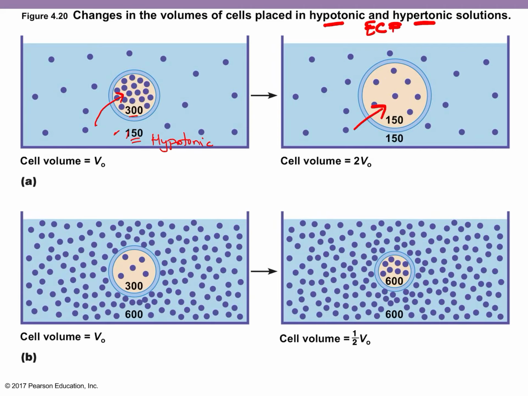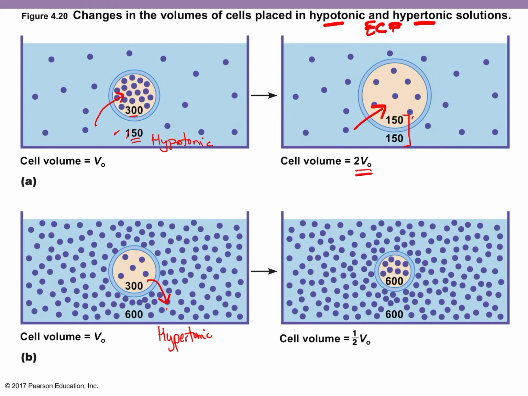And that means that since we had half of the solute concentration outside, the cell will have to double in size in order to reach an equal concentration of osmolarity. If we look at another example where we have a cell inside of a hypertonic environment, then water will move outside of the cell.